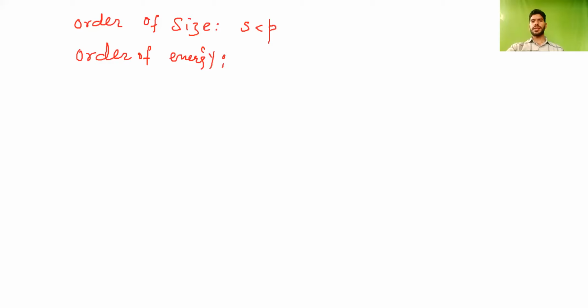Now, if I just talk of order of size and order of energy. So can you tell me what will be the order of size and the order of energy for these subshells? So which will have bigger size? Will it be S, P, D, or F? So F. S will have smaller size. P has bigger size, right? Then D and then F. F has bigger size. Similarly, order of energy. S has smaller energy, right? Then P, then D, and then F.